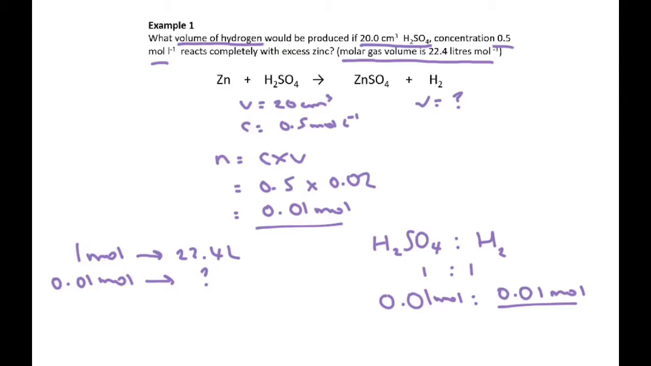And just with any direct proportion, you do the same. So divide up, multiply across. So 0.01 divided by 1 times 22.4, and that comes out as 0.224 litres, or 224 cubic centimetres.